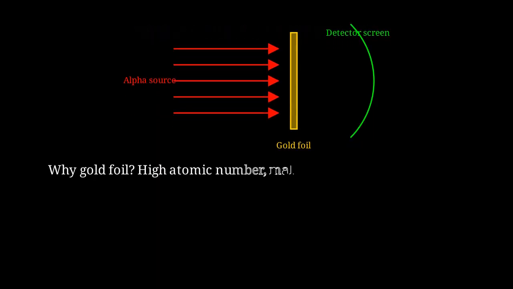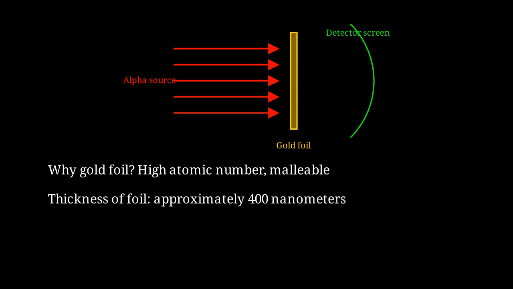Why gold? Gold has a high atomic number, meaning each atom has many protons, which should produce stronger scattering effects. Gold is also extremely malleable, so you can make foils only a few hundred atoms thick. The gold foil was approximately 400 nanometers thick. That's about 1,000 atoms thick. Thin enough that most particles pass through, but thick enough to interact with many atoms.